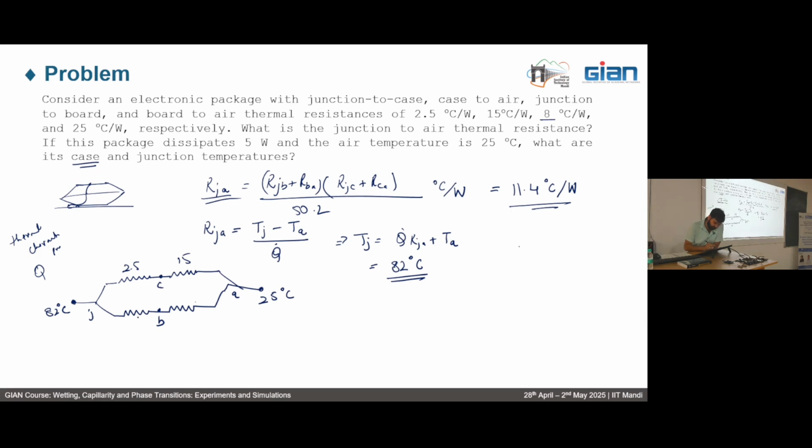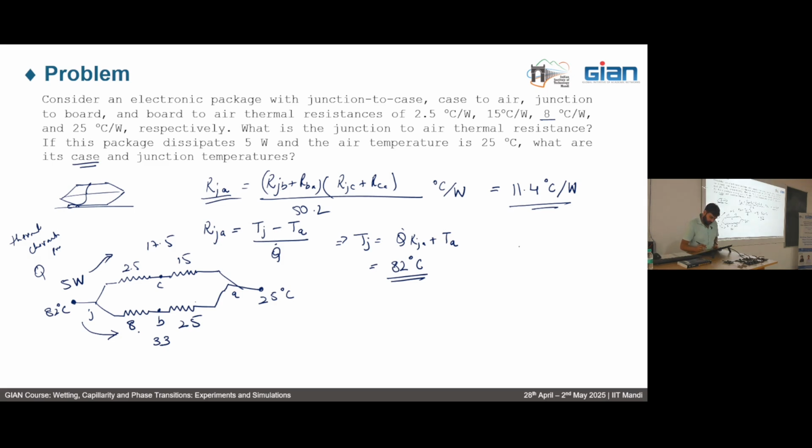Yes, 73 should come, but let me show how it comes. Junction to board is around 8, and then we have 25. So we can just add these two individual terms. So it would be 17.5 and this would be 33, right? So out of the 5 watt, this is the path of least resistance, this is the path of more resistance. More heat would travel from this side, less would travel from this side, and the ratio would be 17.5:33, right?